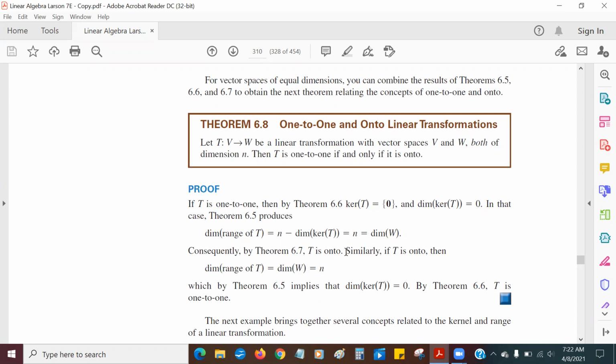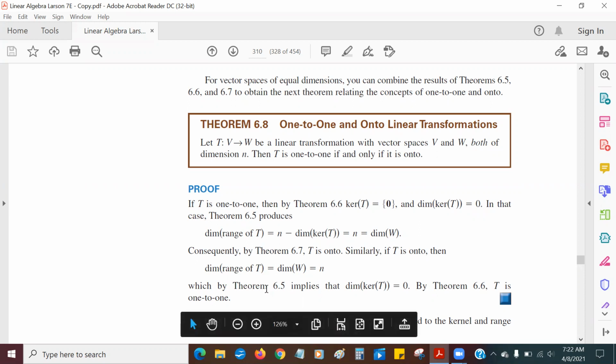Now, similarly, on the flip side, when something is if and only if, that means we need to prove it in both directions. Now, let's assume that T is onto. Well, if T is onto, then the dimension of the range is equal to the dimension of the codomain W, and that's equal to n.